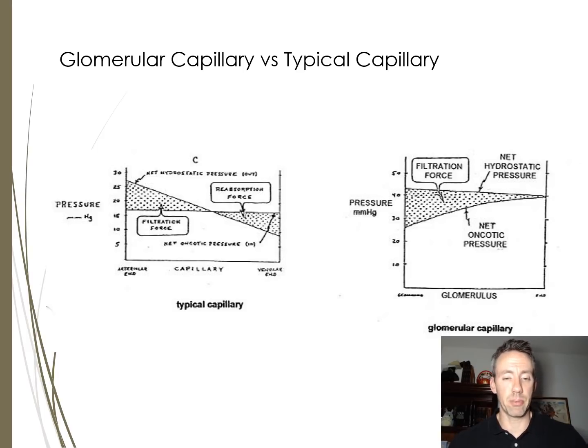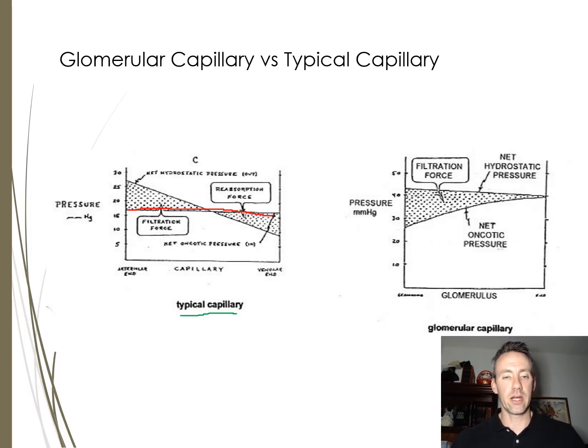So here's our typical capillary, okay? What I want to point out to you guys, or as a reminder, is this horizontal line right here, right? This guy here represented our net oncotic force. And remember, the oncotic force didn't change, mostly because we didn't lose a lot of volume in any particular capillary.